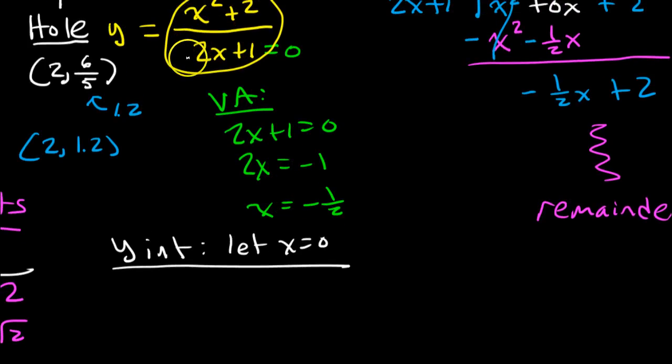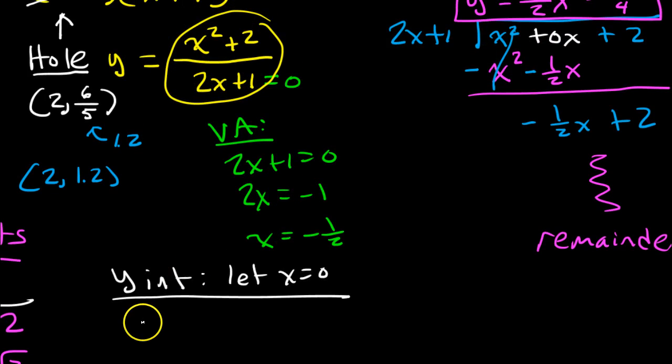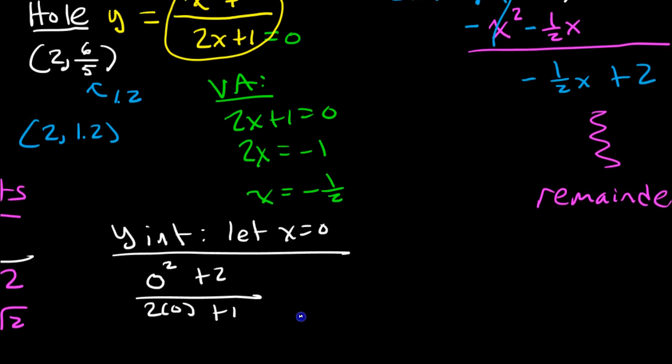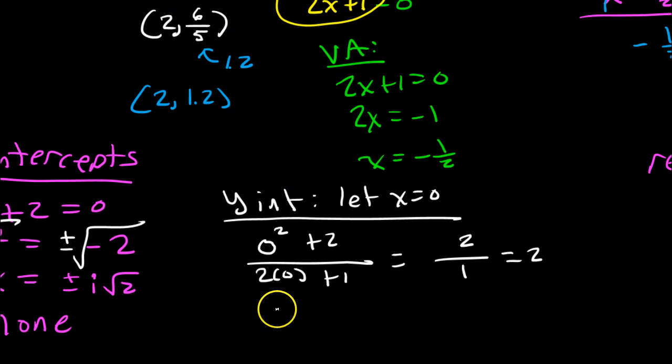Looking at this simplified version of the function, if I put in 0 for all the x's, that would be 0 squared plus 2 over 2 times 0 plus 1. Now the zeros are going to go away. 0 squared is just 0, so that's gone. 2 times 0 is 0, so that's gone. So that's just 2 over 1, which is 2, which means my y-intercept is going to be (0, 2).